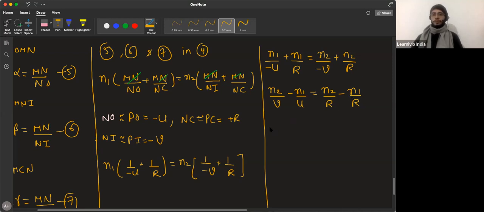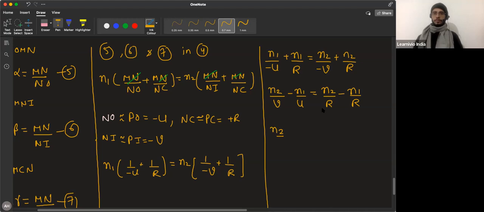So it should be n1 by u, right? Just 1 second. n1 by minus u plus n1 by r, n2 by minus v plus n2 by r. So I take this to the left hand side. So n2 by v minus n1 by u is equal to n2 by r minus n1 by r.